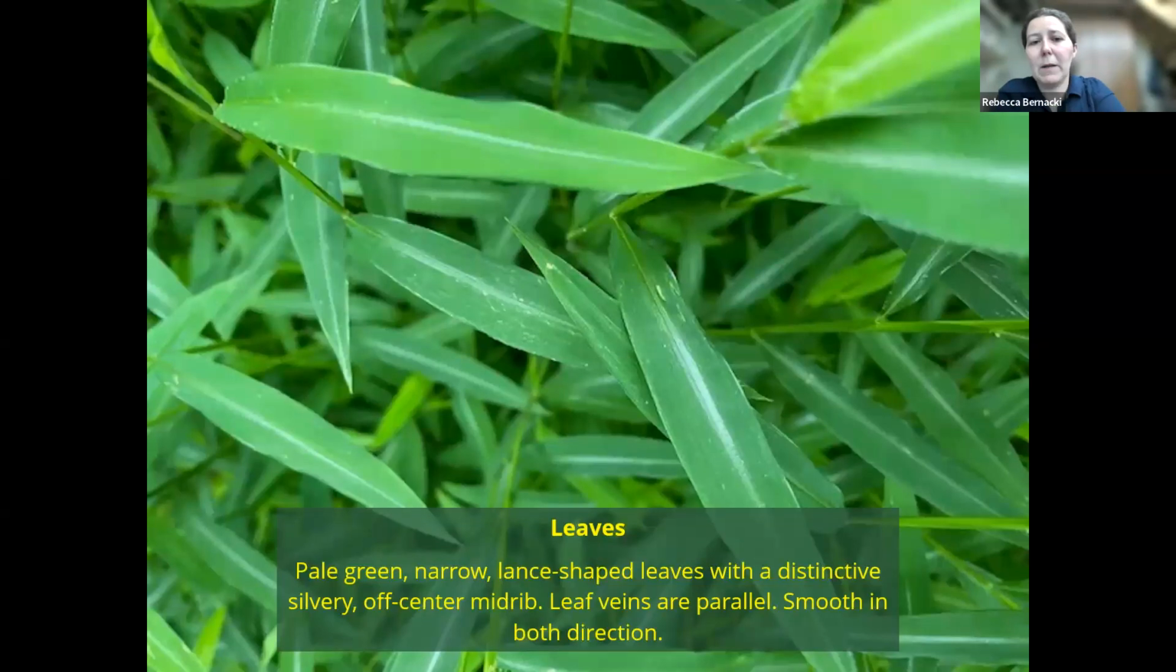So you look at this picture and you think, Becca, man, that leaf just looks like any other leaf I'm seeing out there.